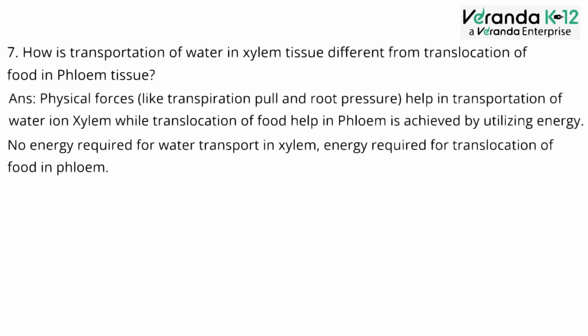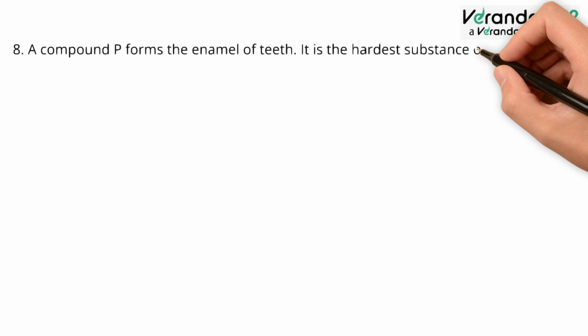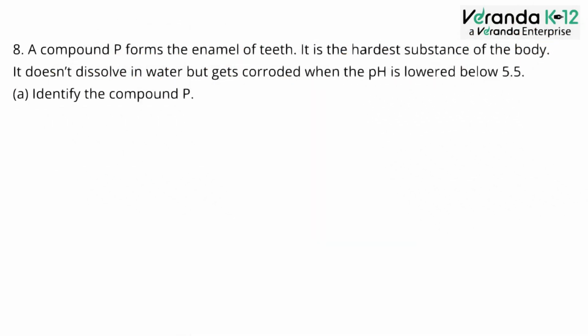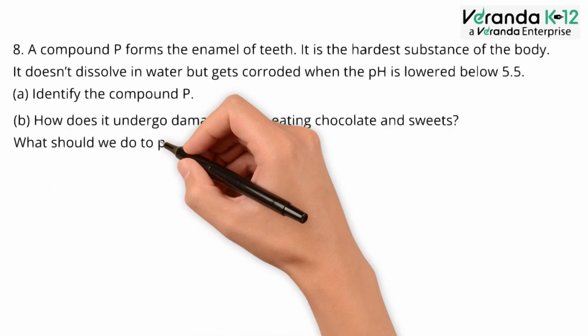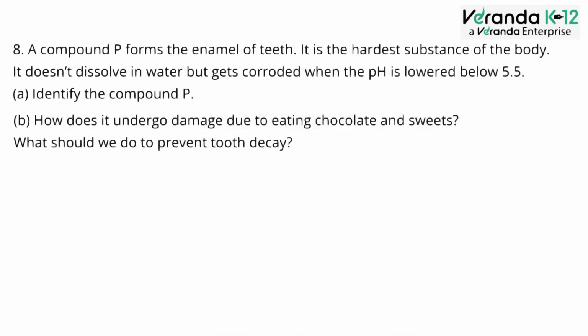Chemistry, question number 8. A compound P forms the enamel of teeth. It is the hardest substance of the body. It doesn't dissolve in water but gets corroded when the pH is lowered below 5.5. Subdivision A. Identify the compound P. Subdivision B. How does it undergo damage due to eating chocolate and sweets? What should we do to prevent tooth decay?